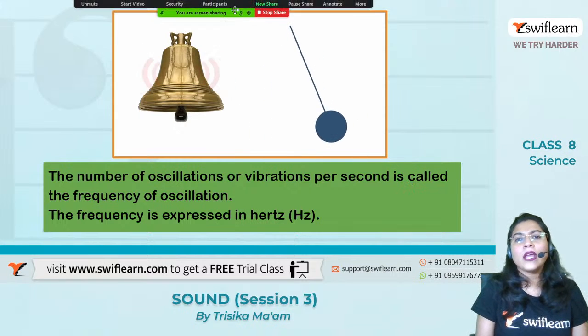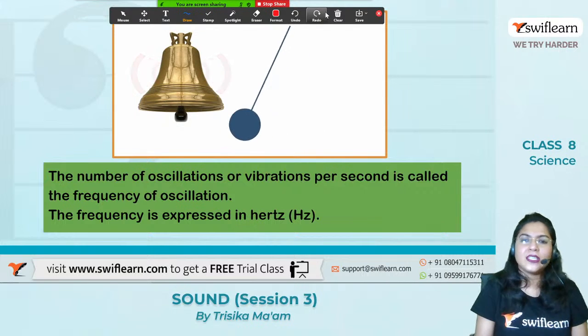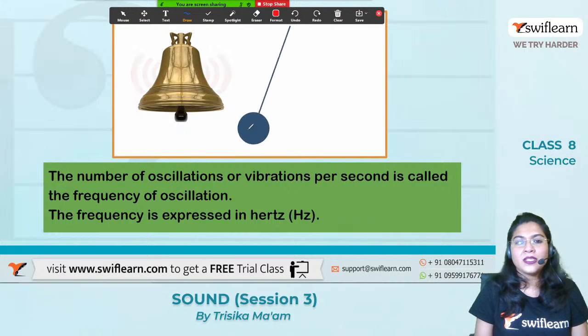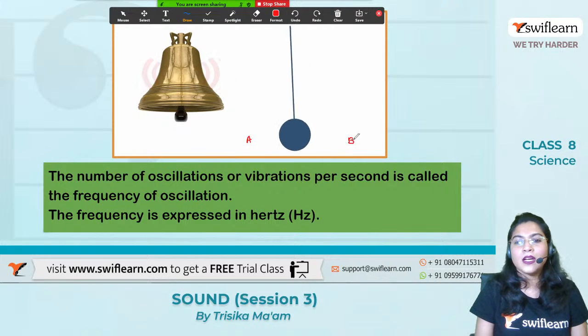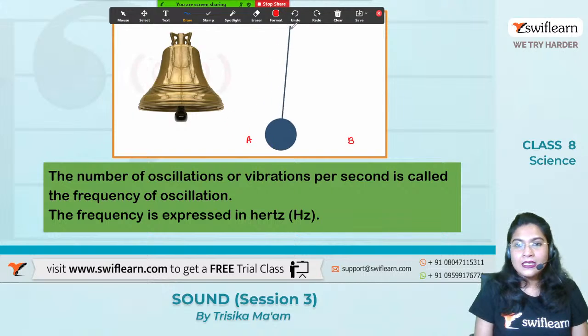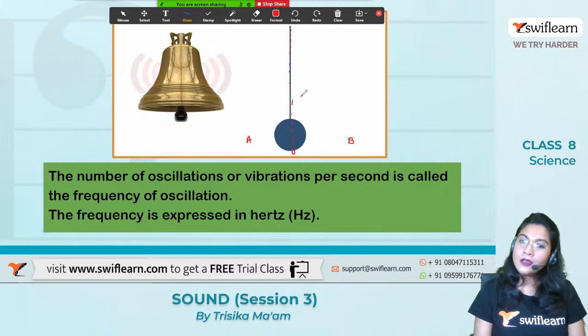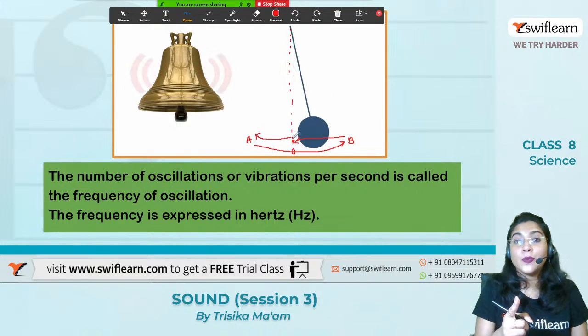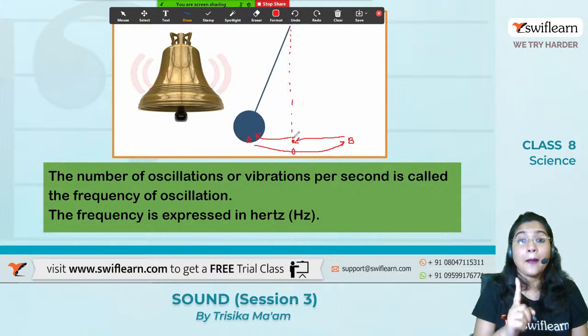Now how can I say that one oscillation is completed? What do you mean by only one oscillation? Just think about when the bob is coming to this extreme position, mark it as point A. And when it is moving over here to this extreme, mark it as point B, and take the mean position of the bob, which is O. So when the bob starts from O and goes to A, then moves back to B and again comes back to O and stops, then we can say that one oscillation has been completed.